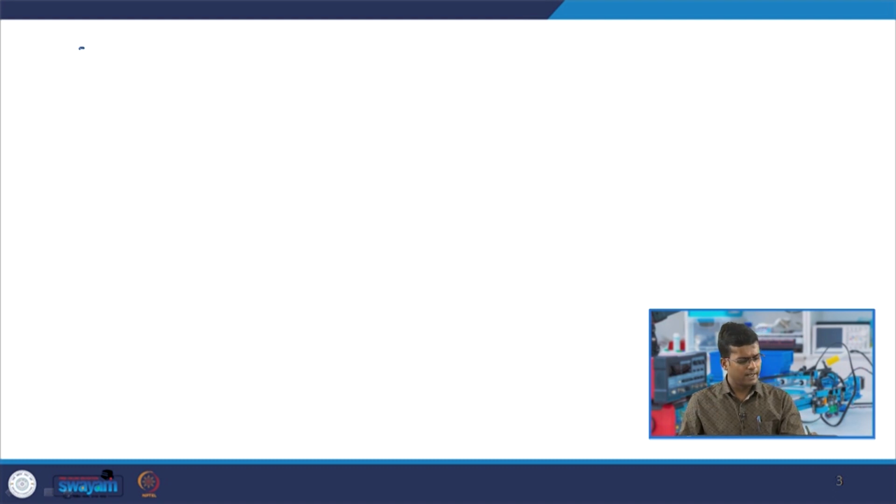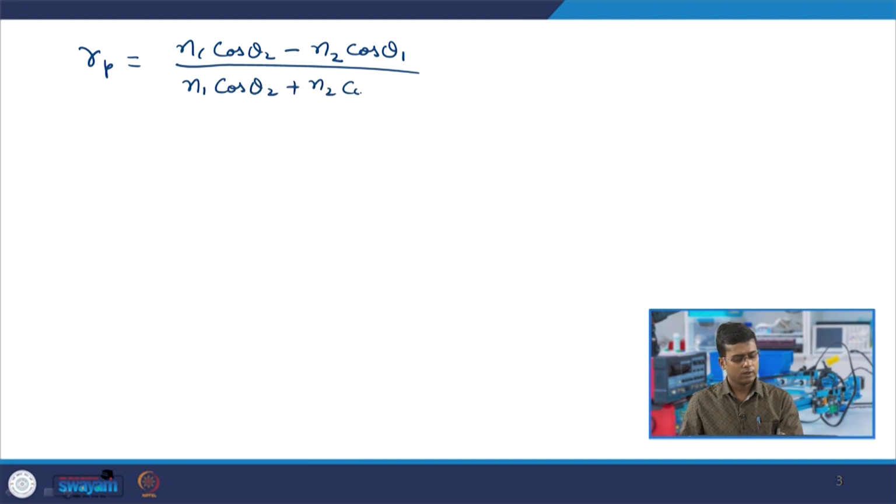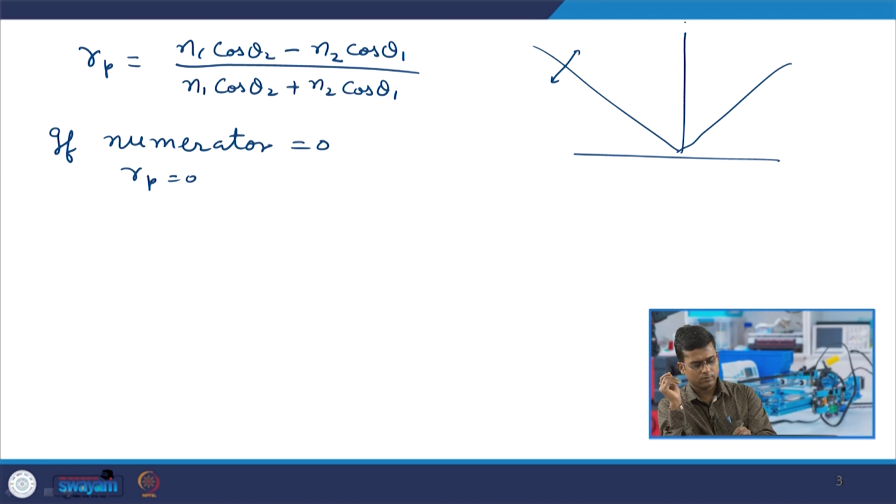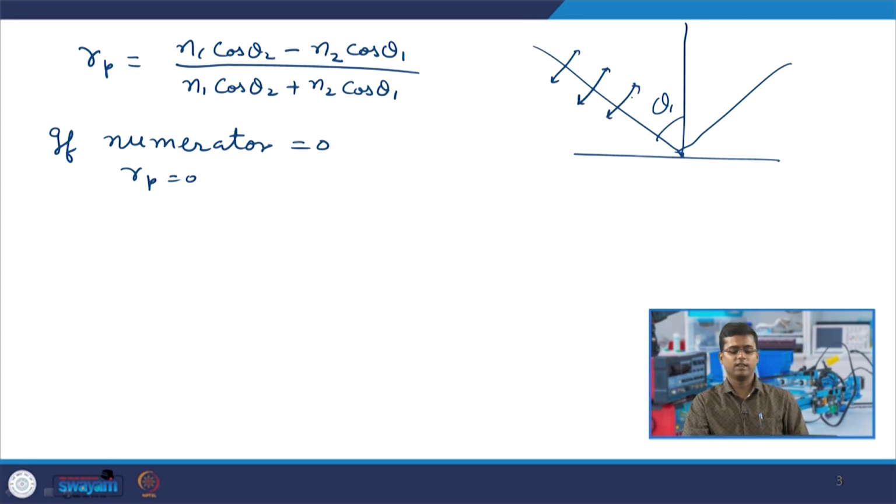So, we know that r_p is equal to n_1 cos theta_2 minus n_2 cos theta_1 divided by n_1 cos theta_2 plus n_2 cos theta_1. If the numerator is equal to 0, then r_p is equal to 0. What does it mean? It means that for p polarized light, an electric field component which is in the plane of the incident light will not be reflected. So, there will not be any reflection of this electric field.